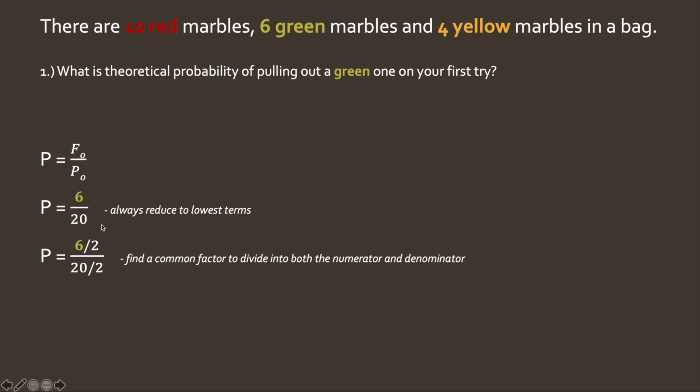If you remember to put a fraction to its lowest terms, we have to find a factor that can be divided into both the numerator and the denominator, and we keep rinsing and repeating this method until we can no longer do it. 2 is a factor of 6 and 20, which makes 3 over 10, and there is no number that goes into both 3 and 10. So the theoretical probability of getting a green on your first try, in this case, would be 3 over 10.